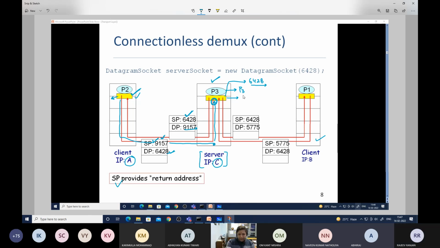The interesting fact here is that because you are not trying to maintain the state of any client which is attaching to you, you are providing connectionless demultiplexing, and you are required to have only one socket at the server end. And everybody would be using that same socket. Just a minute.